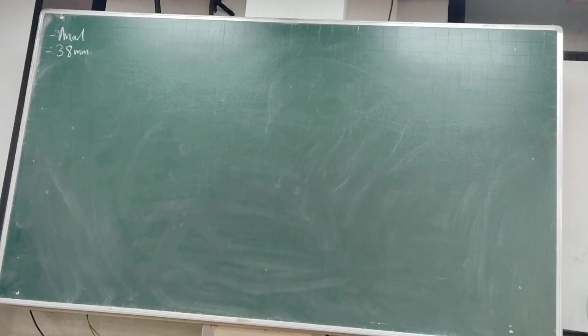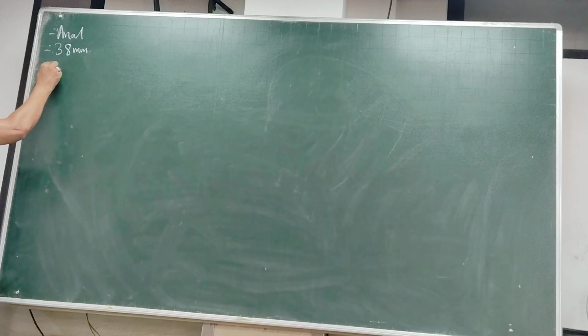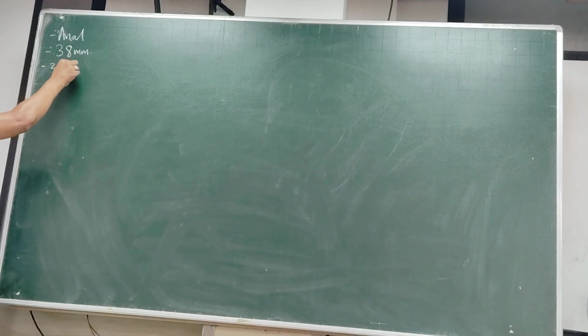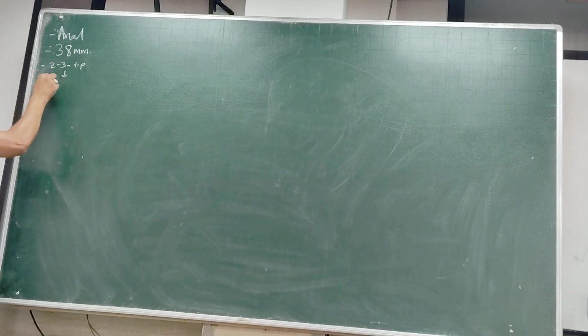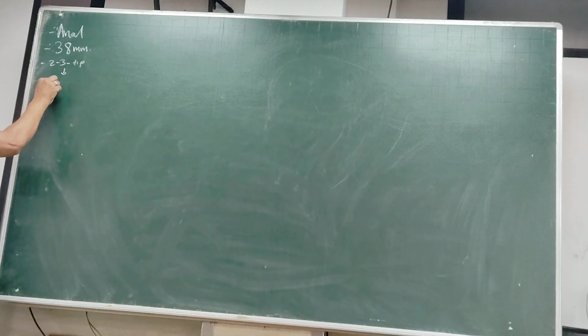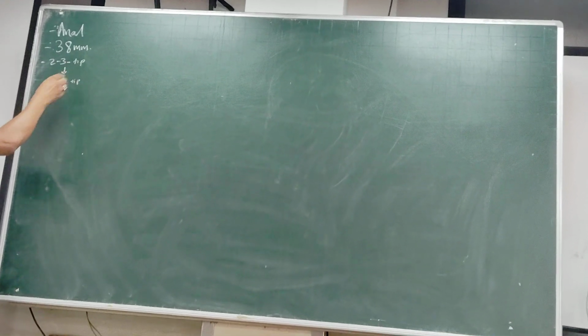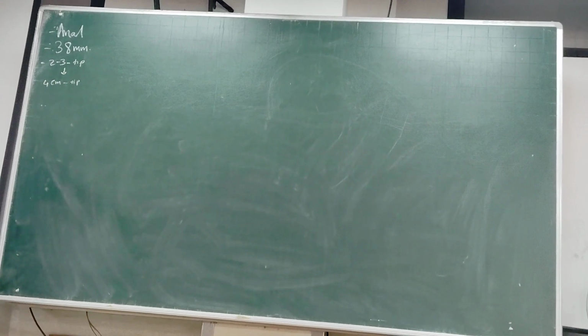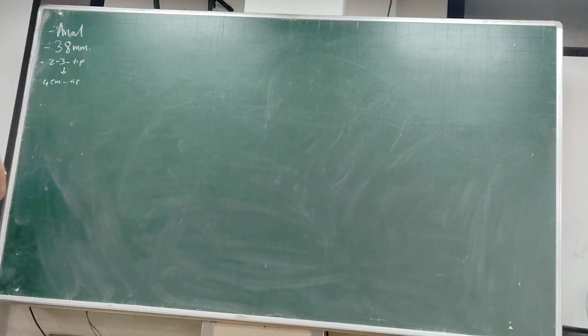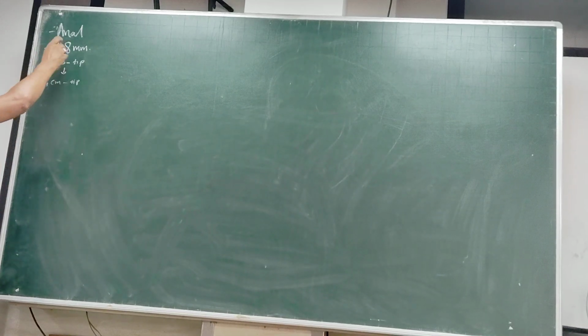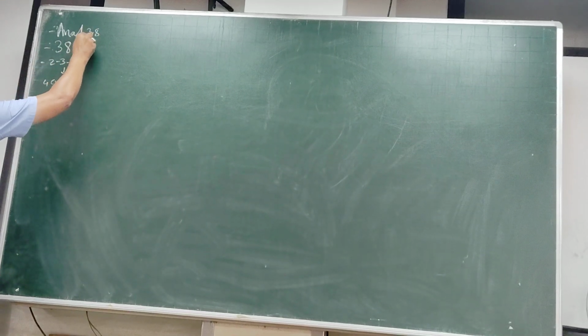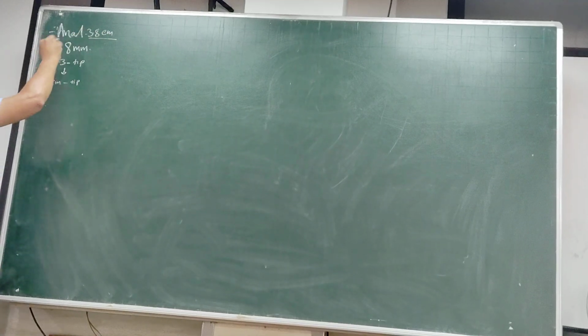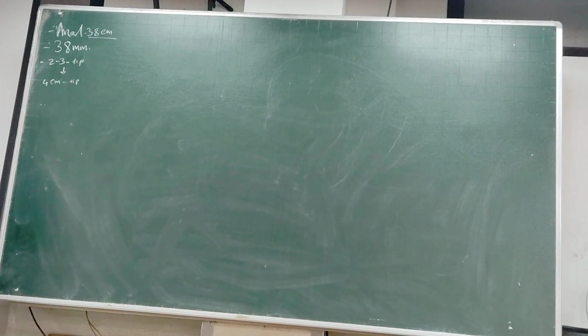38 millimeters. It starts 2 to 3 centimeters below the tip of the coccyx and ends 4 centimeters below the tip of the coccyx. So it's running slightly like this. The length is 3.8 centimeters.